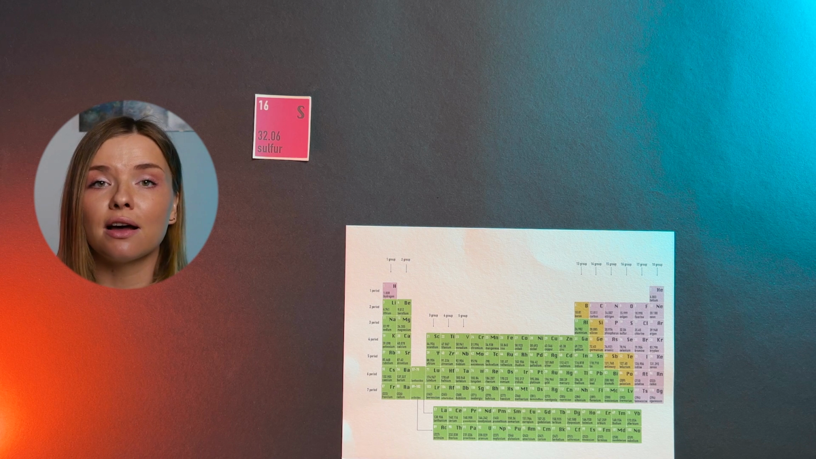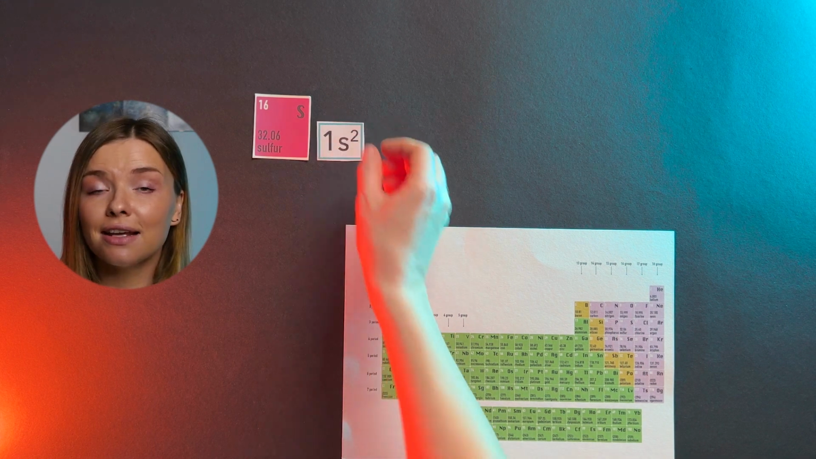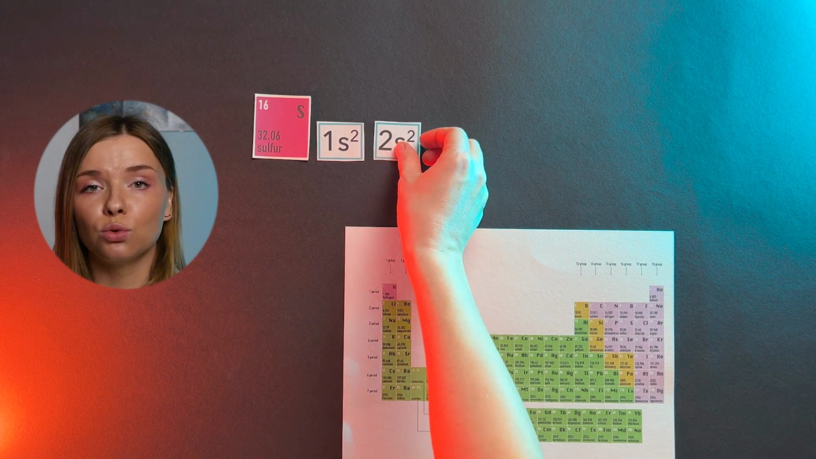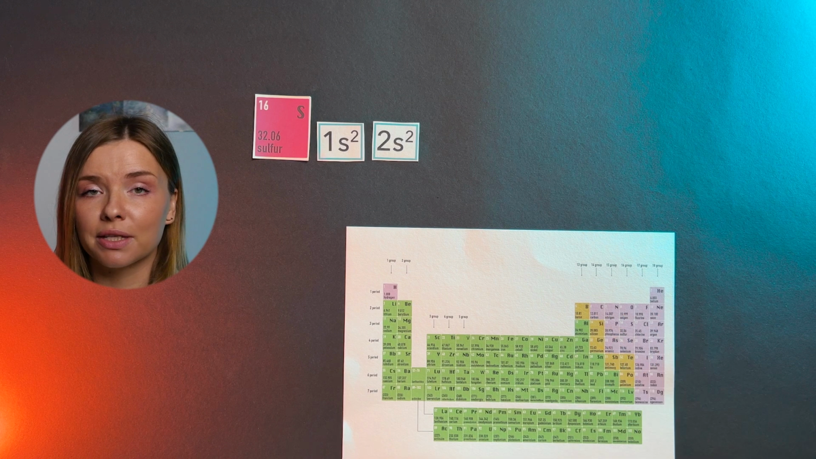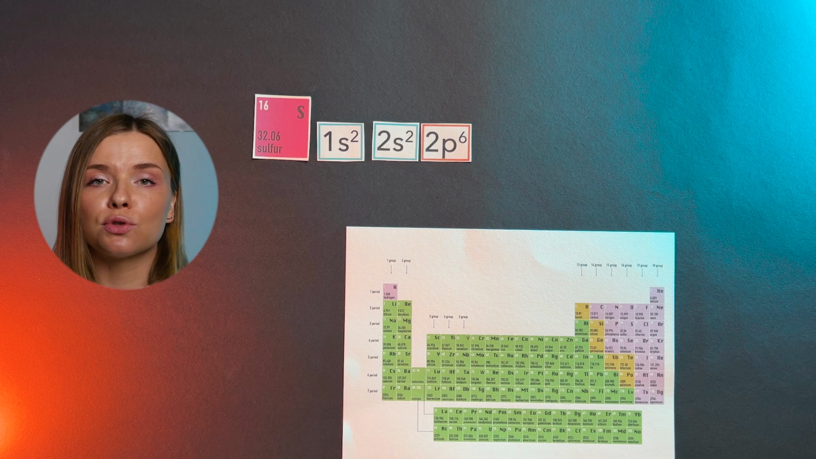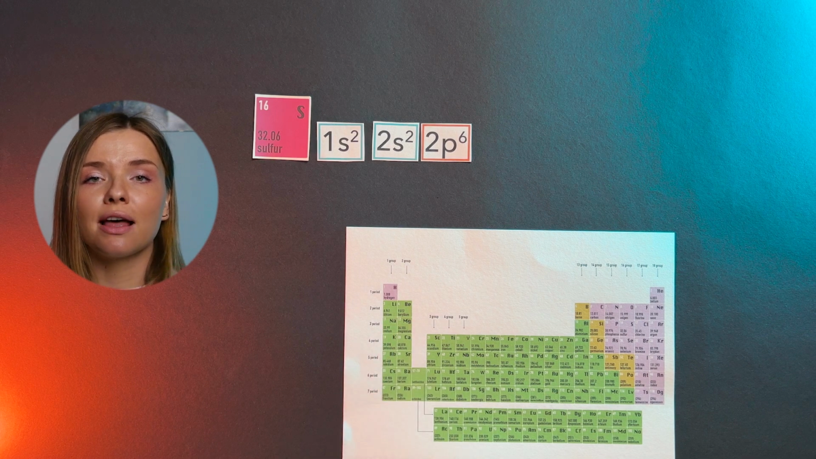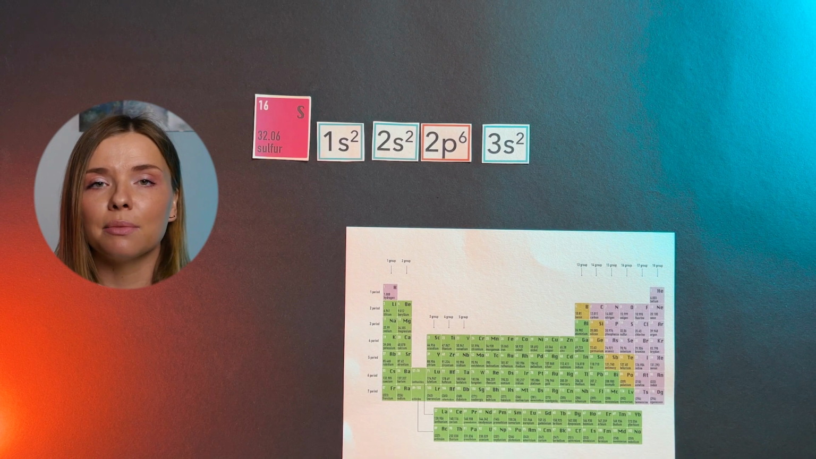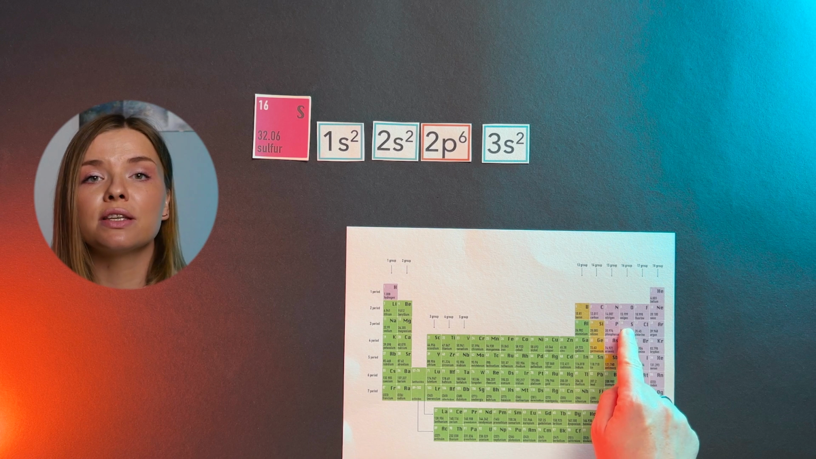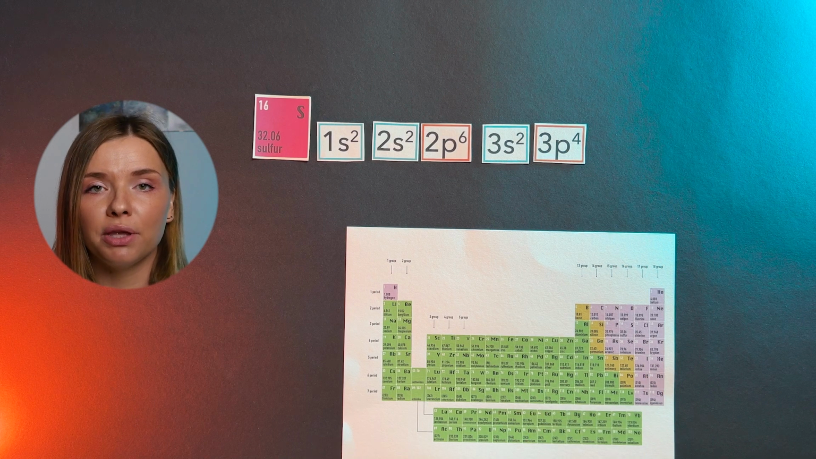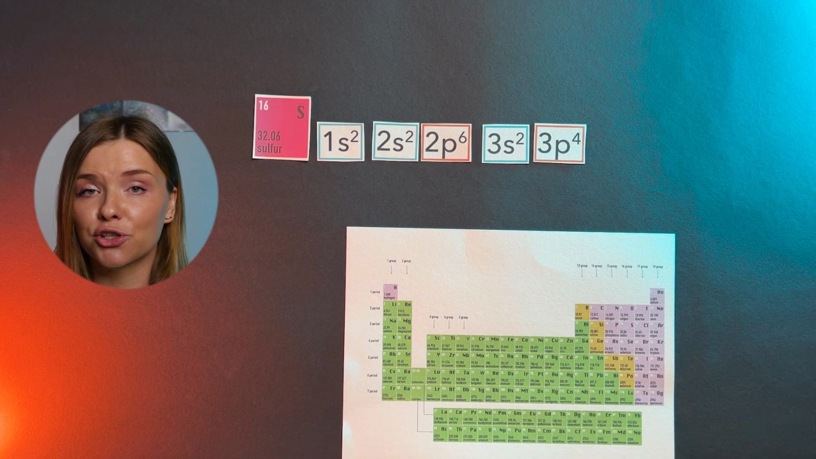In the first period there are 2 s elements, so we write 1s2. Then in the second period we see 2 s elements again, so we add 2s2. Next are the p elements, 6 in total, so we add 2p6. Moving on to the third period, which starts with 2 s elements, we write 3s2. Then among the p elements we find sulfur, which is the fourth p element. Therefore, at the end we add 3p4. This gives us the electron configuration of sulfur.